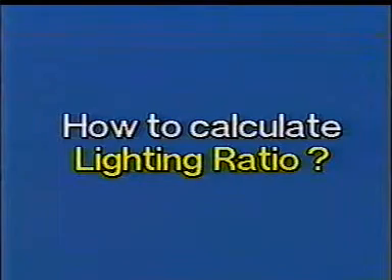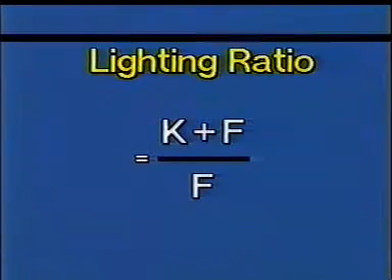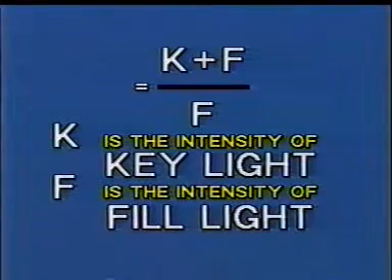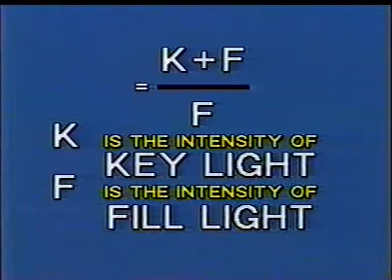How to calculate the lighting ratio? The lighting ratios are calculated by using the formula (K plus F) divided by F, where K is the intensity of key light falling on the subject and F is the intensity of fill light falling on the subject.